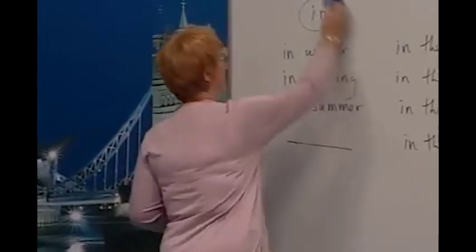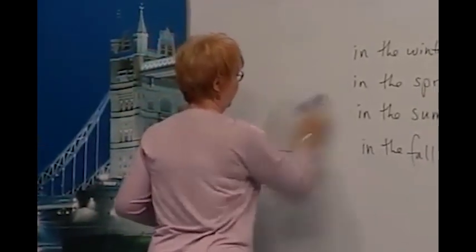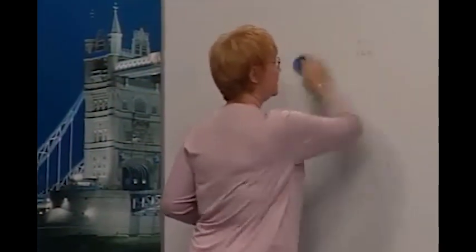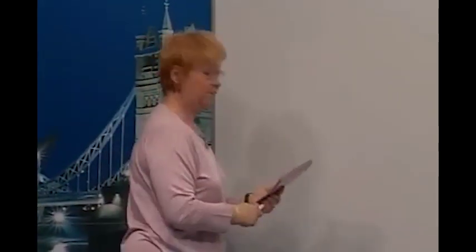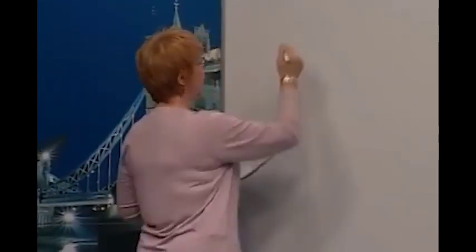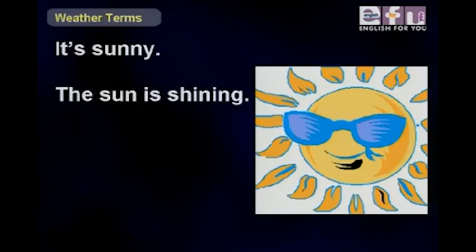Now, let's talk about the weather. Here are some words for talking about the weather. So we had the seasons, and now we'll talk about words for weather. Now, first, it's sunny. It's sunny. The sun is shining.